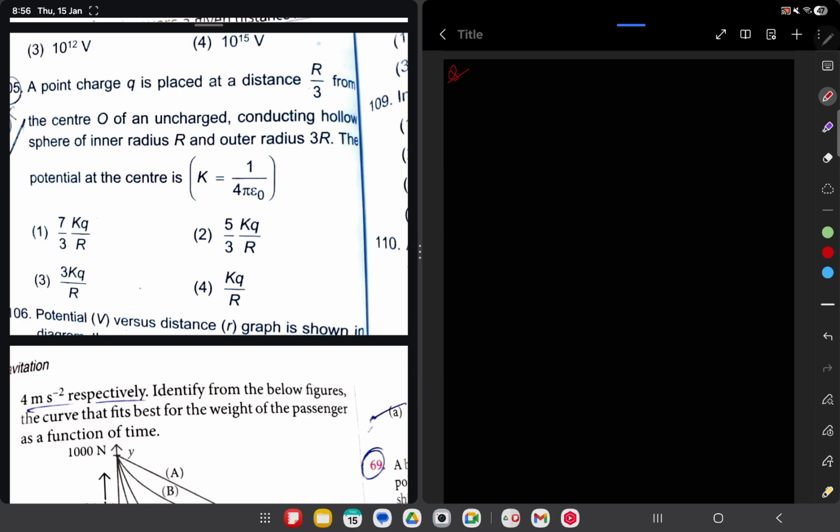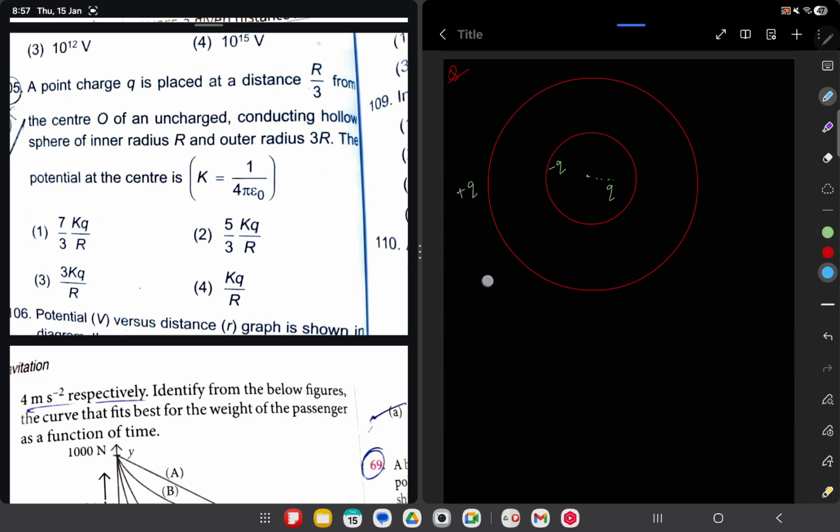There is a question given: a point charge q is placed at a distance r by 3 from the center O of an uncharged conducting hollow sphere of inner radius r and outer radius 3r. You need to find the potential at the center. Due to this q, a minus q charge will be induced on the inner side and plus q charge will be induced on the outer side.